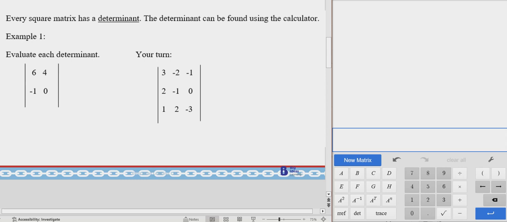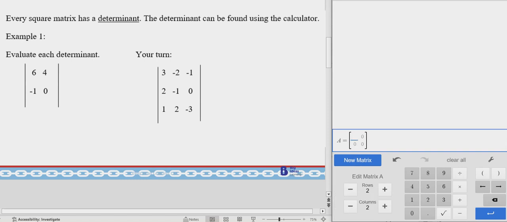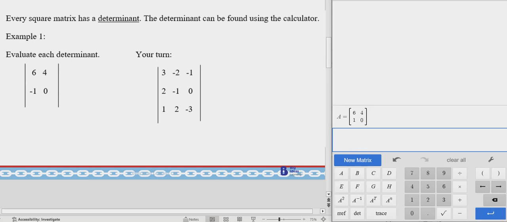So every square matrix has a determinant. So it has to be a 2 by 2, a 3 by 3, a 4 by 4, etc. Found using the calculator. So I'm going to type in my new matrix, right? This first one is a 2 by 2. So I'm going to enter in my 6, 4, -1, and 0. And I'm going to hit enter.